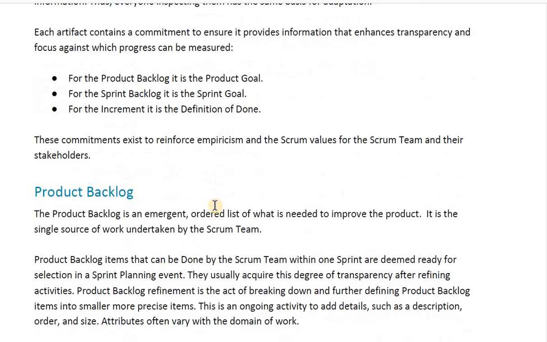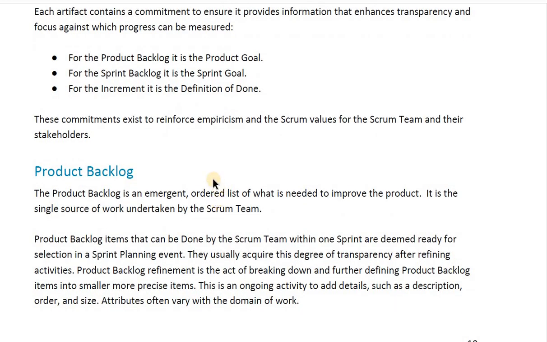Now, we are going to discuss the first artifact, that is the product backlog. The product backlog is an emergent, ordered list of what is needed to improve the product. It is the single source of work undertaken by the Scrum team. So, the question can be asked, what is the source for the Scrum team for their work? The answer is the product backlog. The product backlog is the single and only source for the Scrum team to do their work.